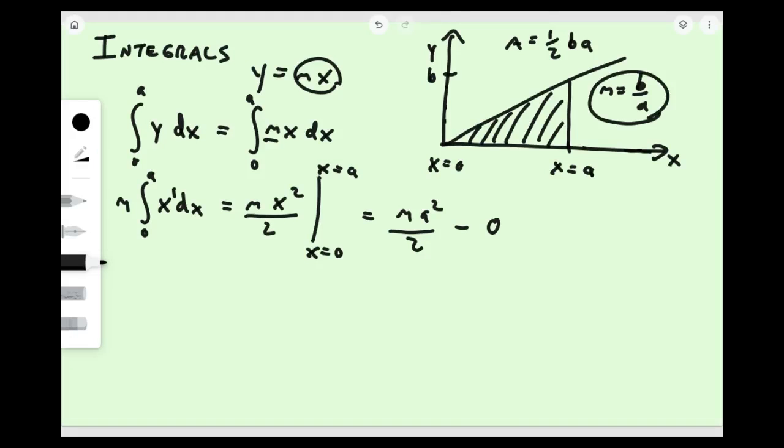If we substitute in what m is, in this case b over a, then we can rewrite this as b over a times a squared over 2. We can cancel out one of the a's and end up with 1/2 b times a, which is the area we got here.